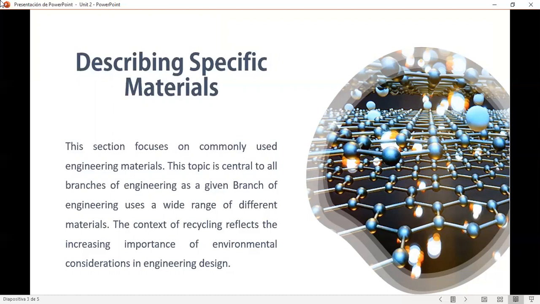Something extra that we need to keep in mind is the context of recycling, which reflects the increasing importance of environmental considerations of engineering design. That means how you can affect or impact the environment by the things you decide to create. So knowing this, I want to talk about a recent fact.